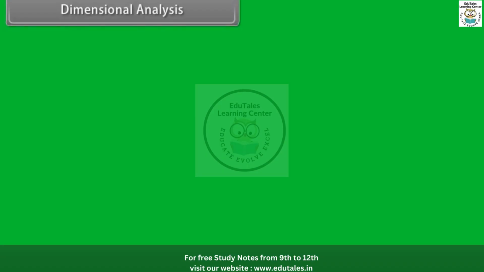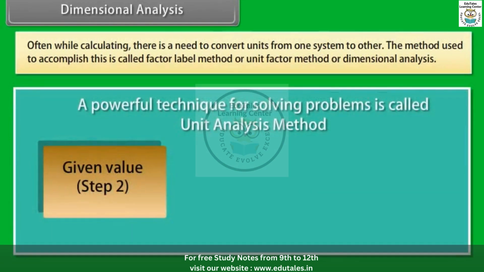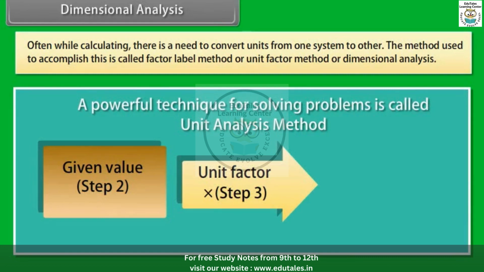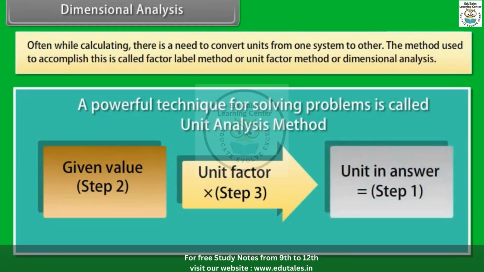Dimensional analysis. Often while calculating, there is a need to convert units from one system to another. The method used to accomplish this is called the factor label method, or unit factor method, or dimensional analysis.